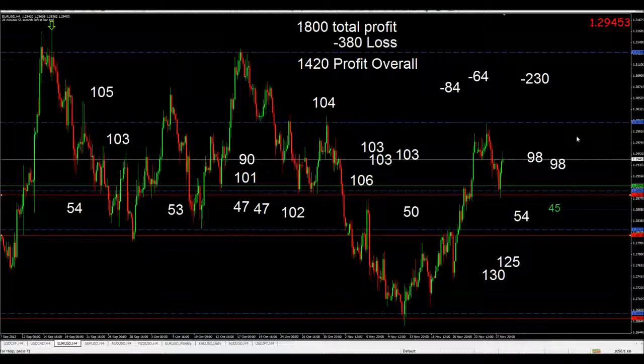But as you can see, as the time progressed from September to November, which is September, October, November, that's just over 2 months, 1,400 pips could have been taken, which is an average of about 700 pips a month, which is a great amount of pips from one currency pair.